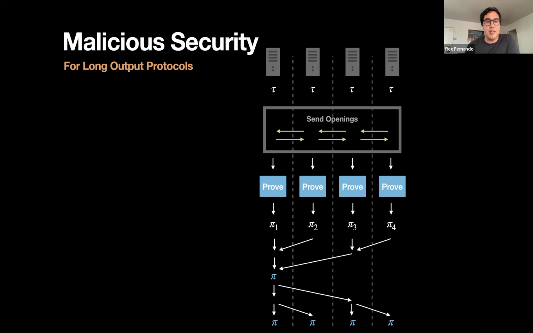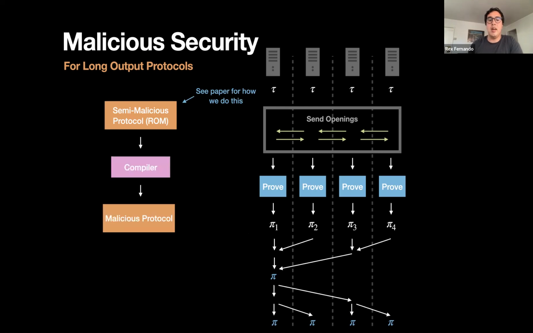Now let me quickly cover what we do in terms of long output protocols. The high-level idea is essentially the same. We're going to take a semi-malicious protocol, which we designed, which works for long output protocols. And this is in the random oracle model now. I'll refer you to the paper for exactly how we do this. Now what we want to do is use the same techniques to compile this protocol to achieve malicious security. But there's a problem.